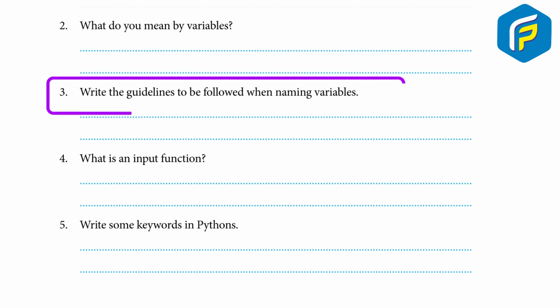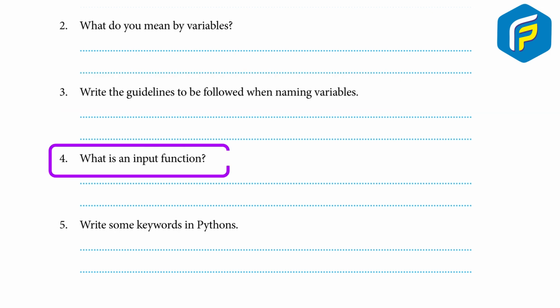3. Write the guidelines to be followed when naming variables. Answer: guidelines to be followed while naming variables. 1. An underscore or an alphabet can begin a variable name. 2. White spaces are not used to create variable names. 3. The names of variables can be made up of letters, numbers and underscores. 4. A variable name needs to make sense.